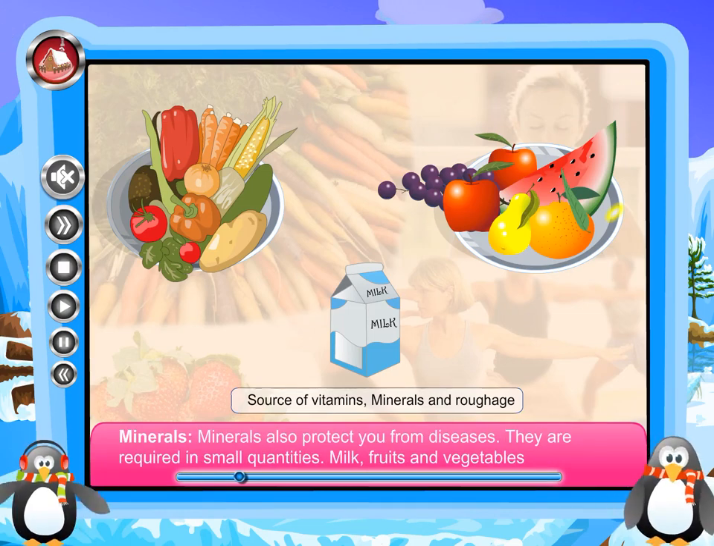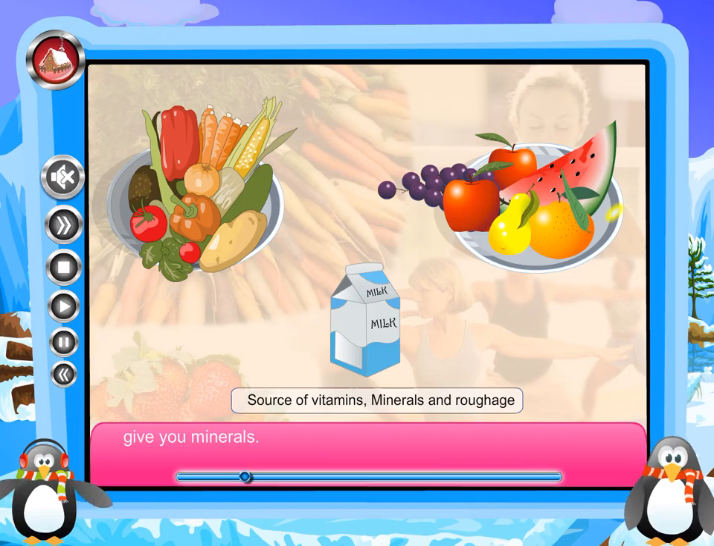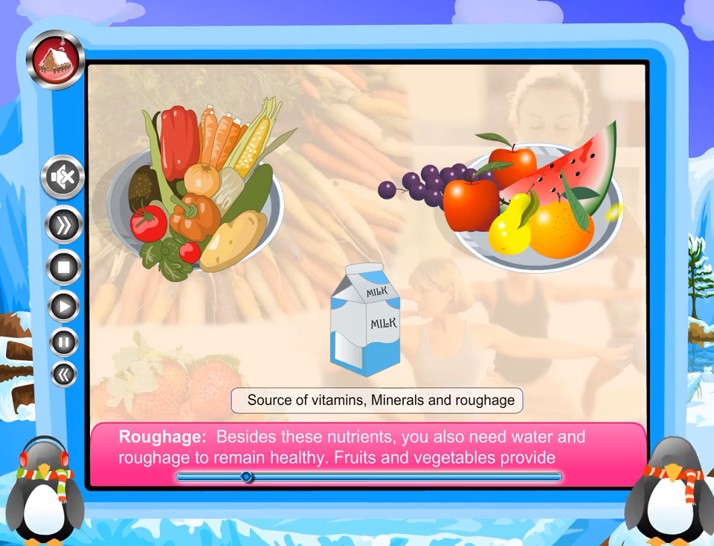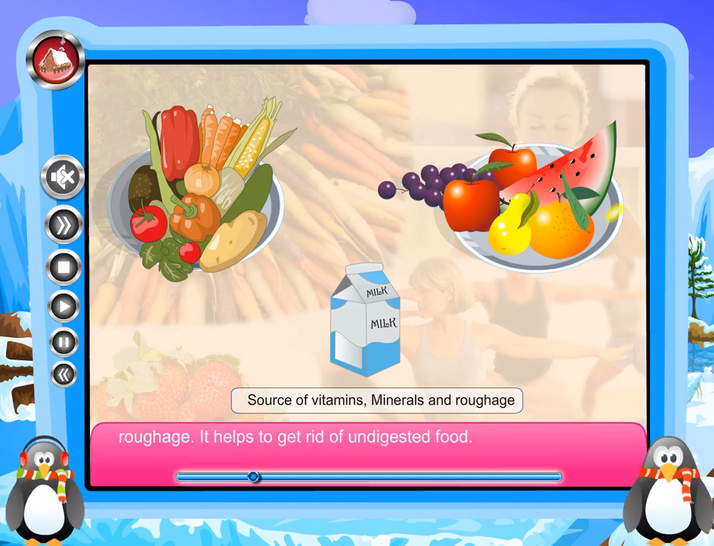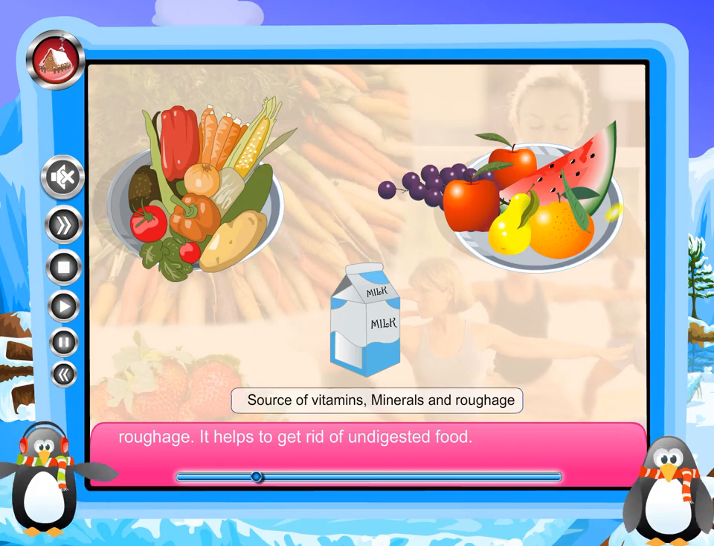Minerals. Minerals also protect you from diseases. They are required in small quantities. Milk, fruits and vegetables give you minerals. Roughage. Besides these nutrients, you also need water and roughage to remain healthy. Fruits and vegetables provide roughage. It helps to get rid of undigested food.